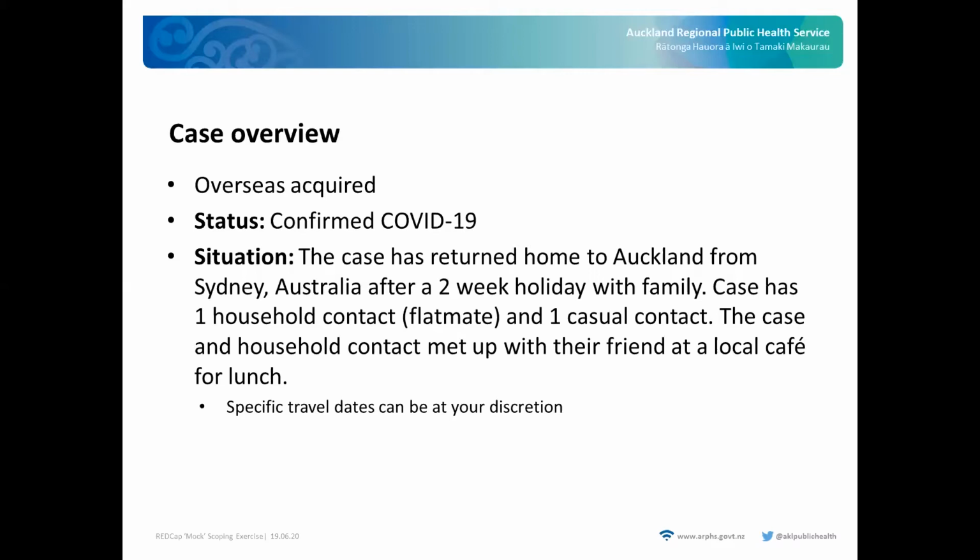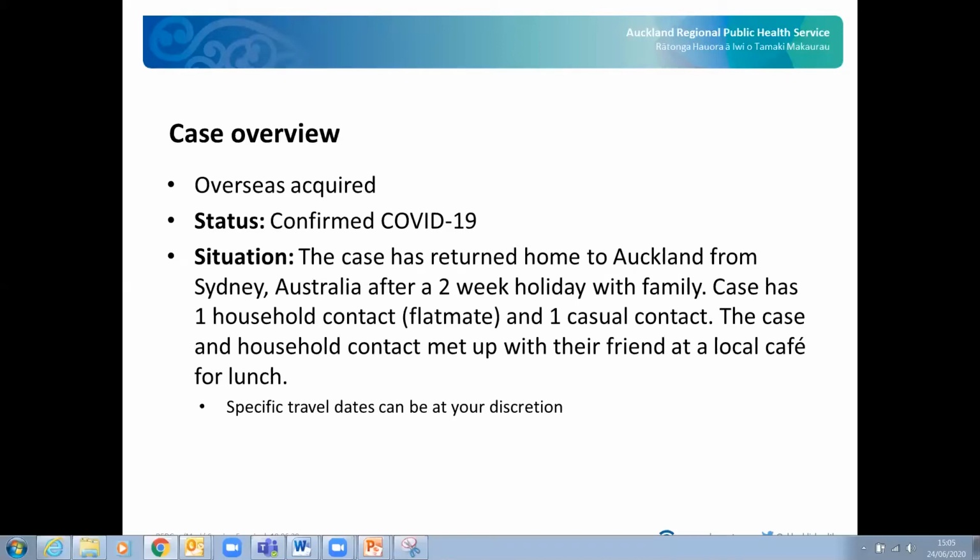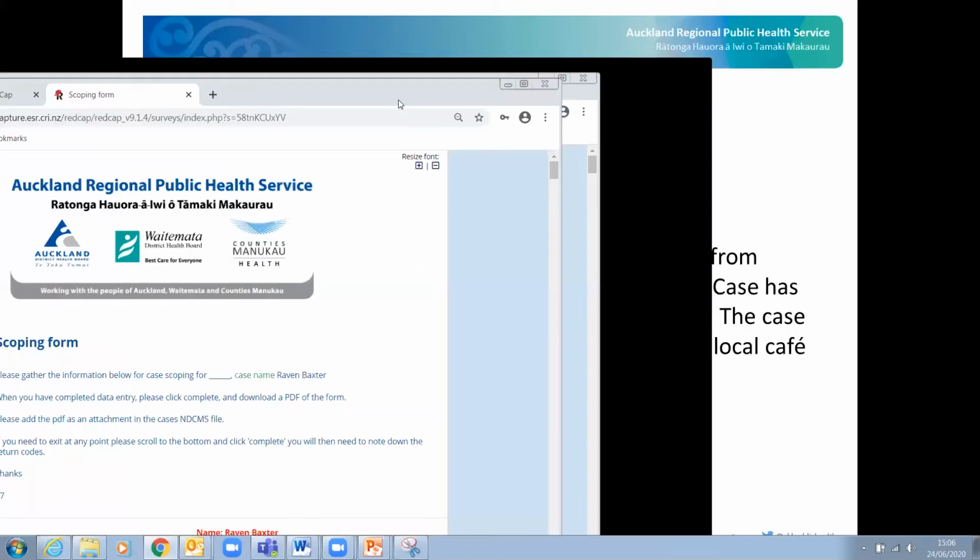When we're going through the scoping form, you'll see that you can just add in whatever travel dates you like, just a random phone number, address, GP name and contact number for them, and also an occupation. Keep in mind that this is for training purposes for today, just to familiarise yourself with the scoping form.